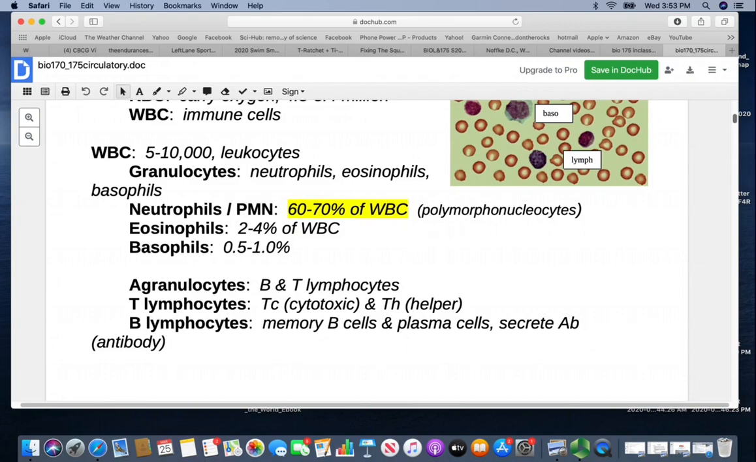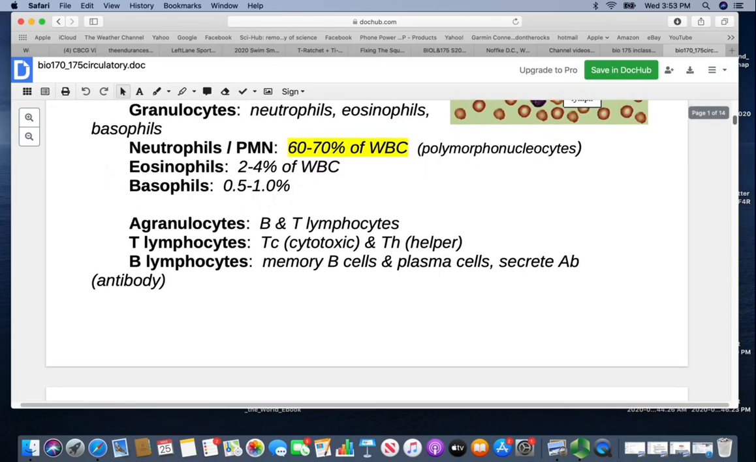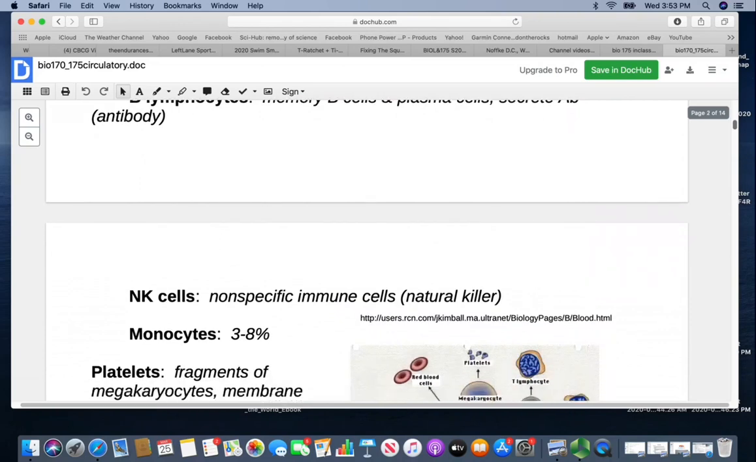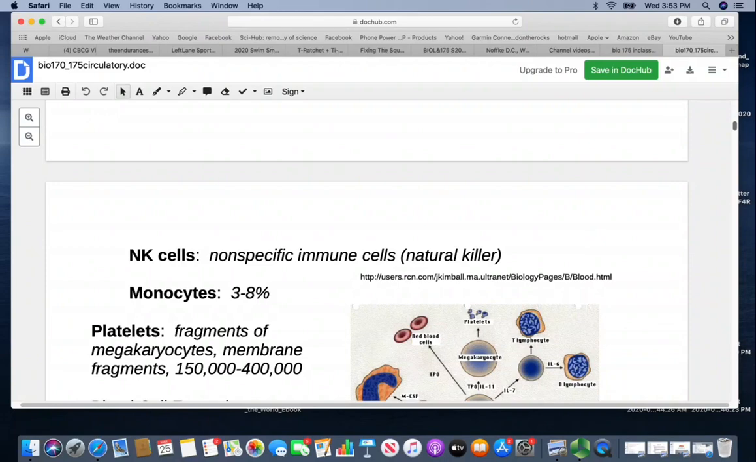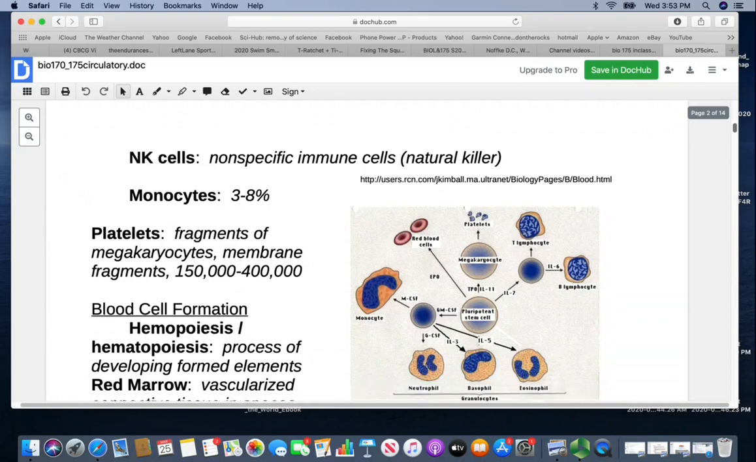The agranulocytes do not have the granules in them. This includes the B and T lymphocytes. T lymphocytes have a couple of main subsets: the TC or cytotoxic T cells, and the TH or helper T cells. With the B lymphocytes, we have memory B cells and plasma cells. Their job is to secrete antibody. Our NK cells, which stands for natural killer cells, are a non-specific immune cell, so they're not going to be as picky about what they kill. The monocytes are 3 to 8%.